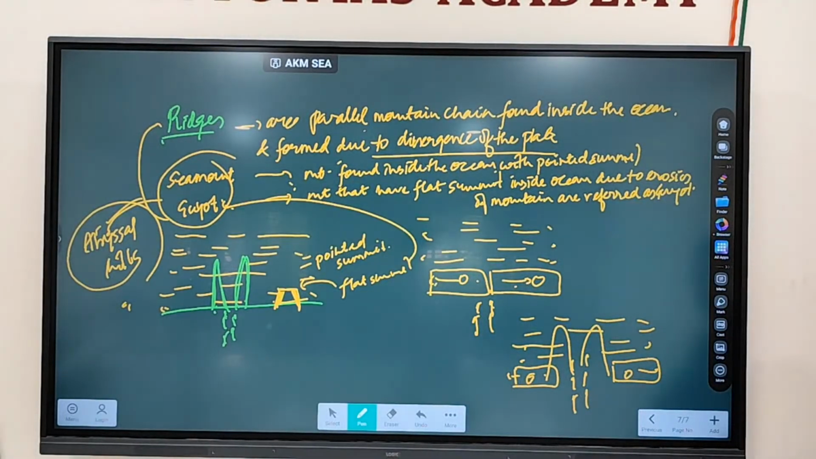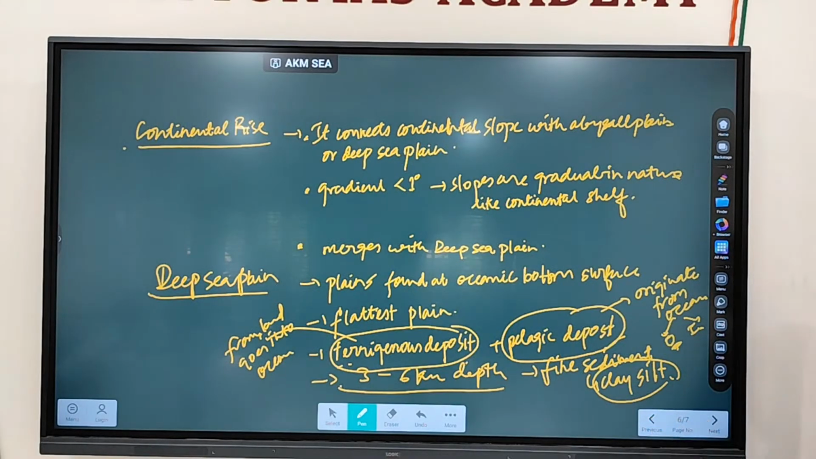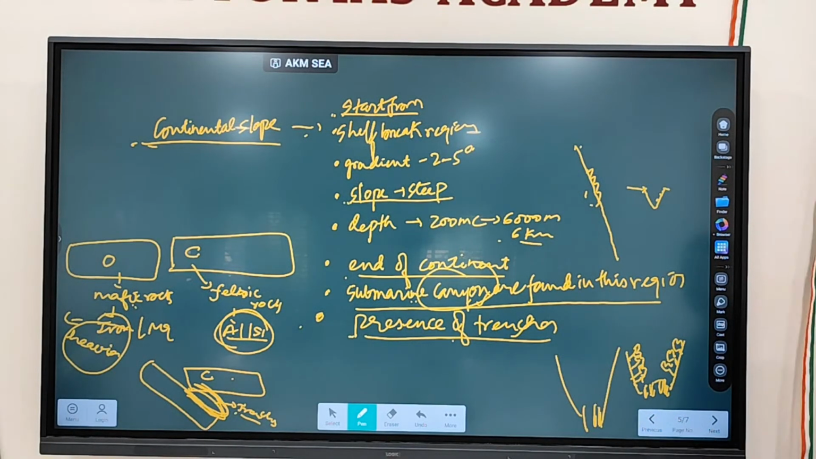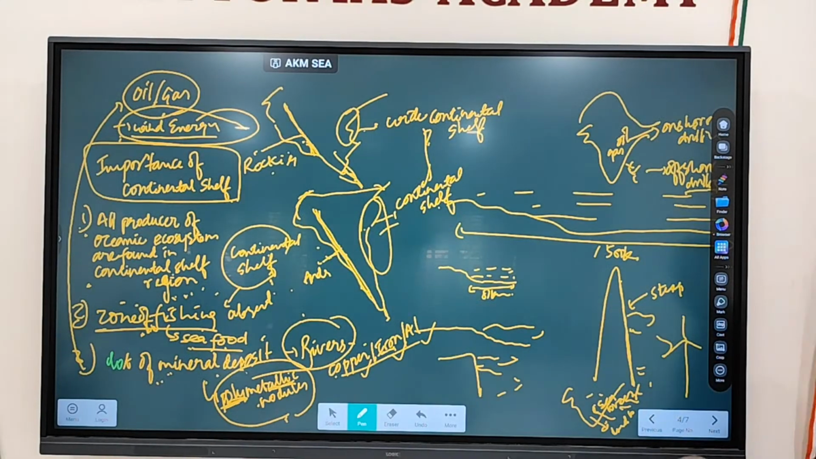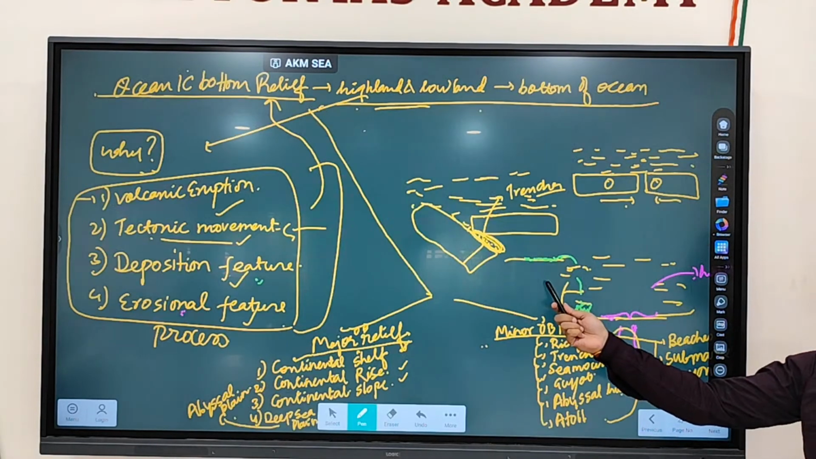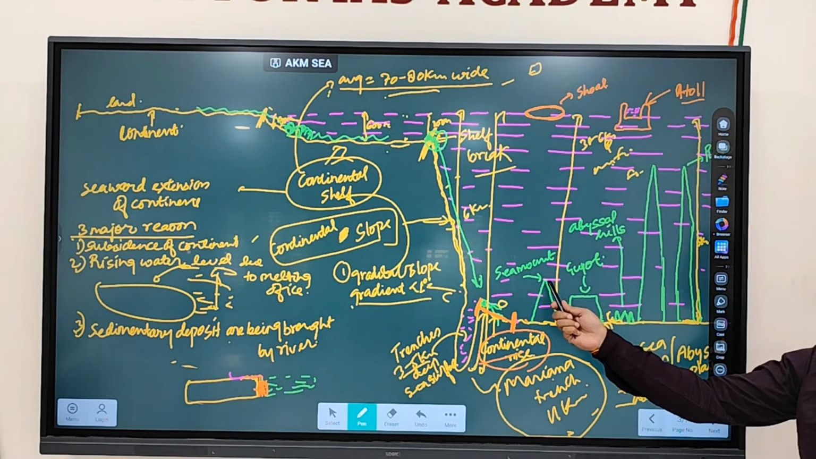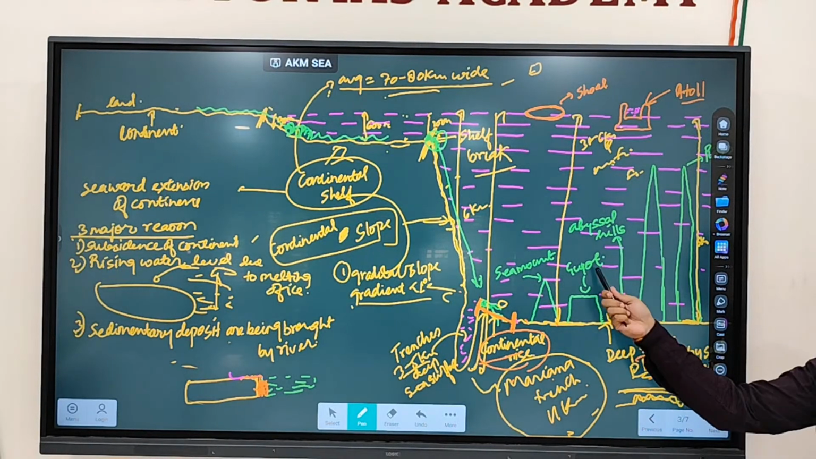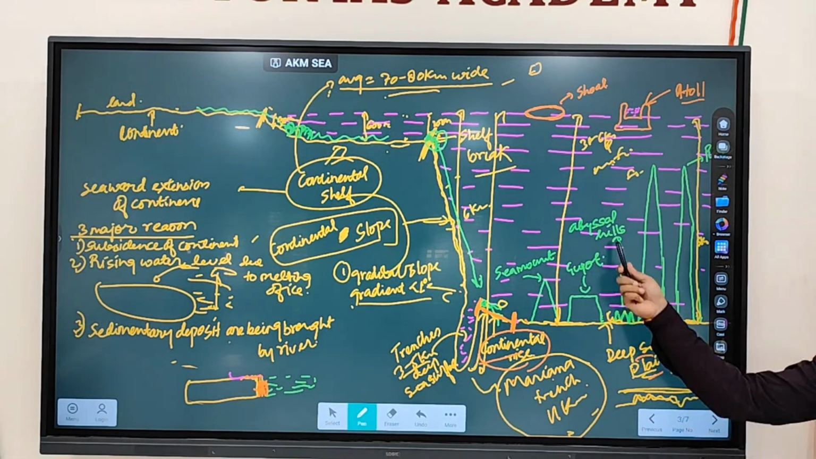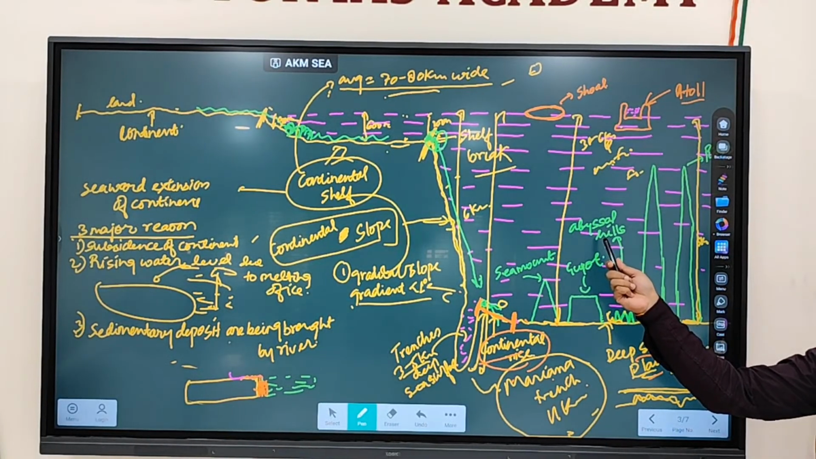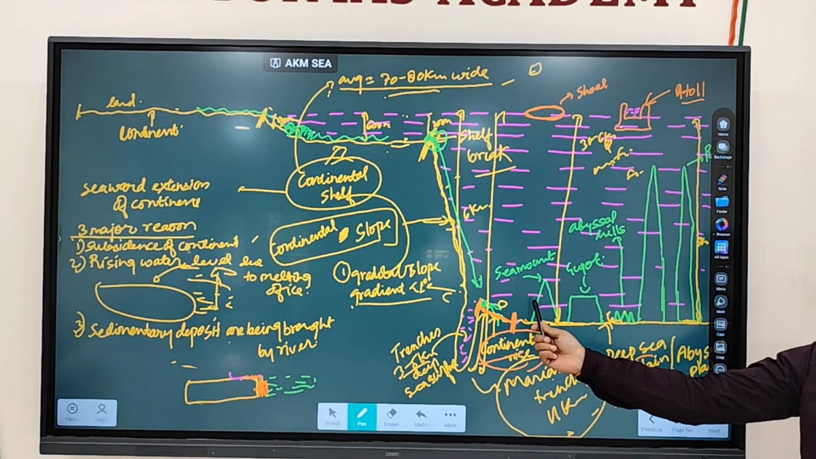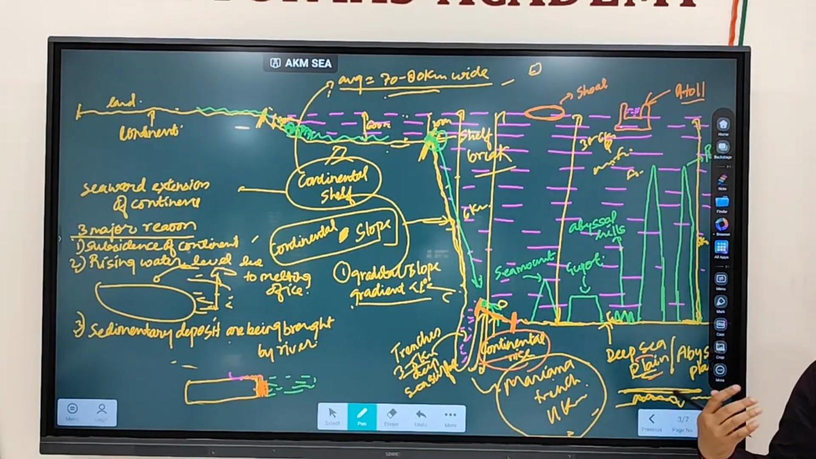Fine. So that's why in this figure we have written pointed summit as seamount, and flat summit as guyot. Many hills we have shown as abyssal hills. So guyot is also an abyssal hill, and seamount is also an abyssal hill. Okay.